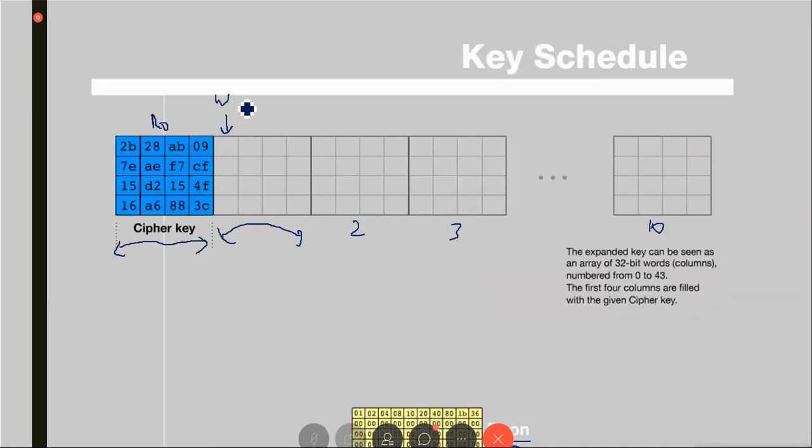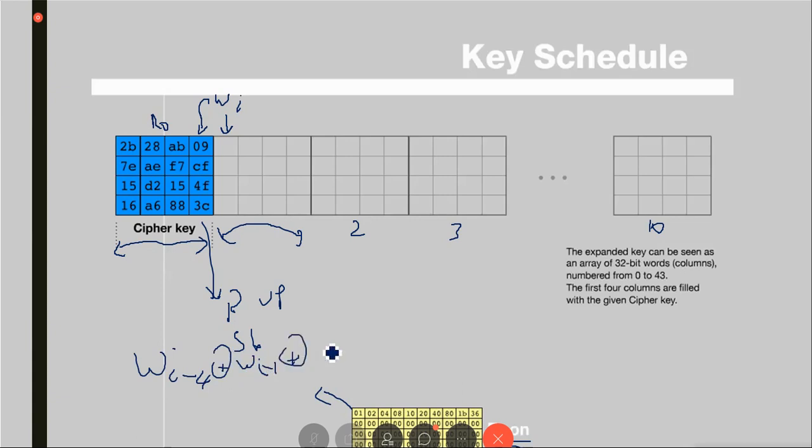There is W[i] that you want to find, the first column. Pick up W[i-1] and rotate it. So do a circular shift, a 1-byte shift, and then substitution with the substitution box, and then go ahead and XOR with W[i-4]. So W[i-1] XOR with W[i-4] and XOR with the Rcon, the round constant. The XOR result goes in as W[i] for the first column.